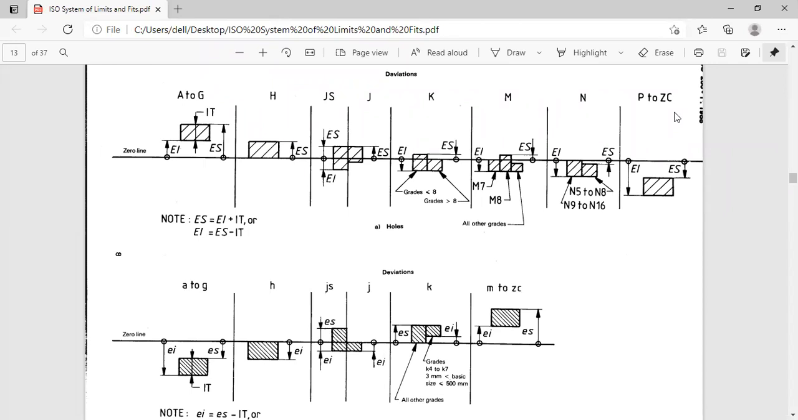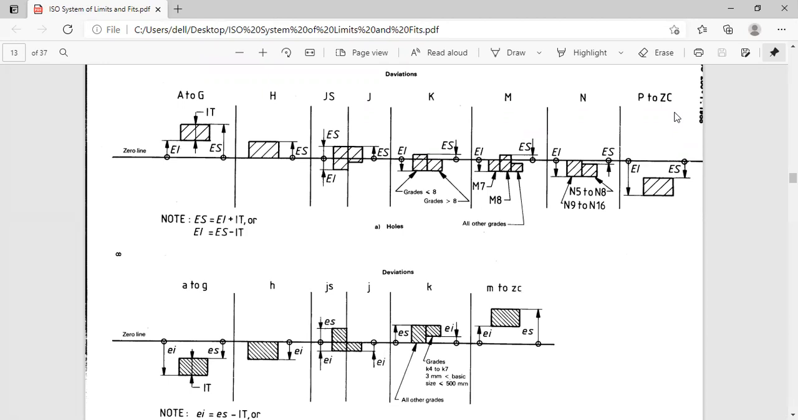He has represented all, whatever I told you, the 25 alphabets, you can say, excluding I, L, O, Q, W. That's very important. And JS and J. So just try to see that also.